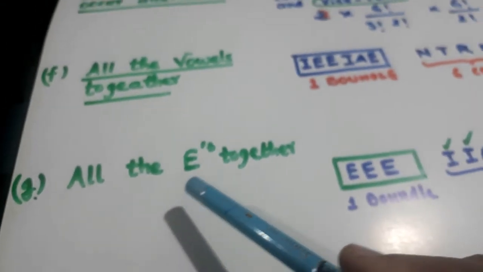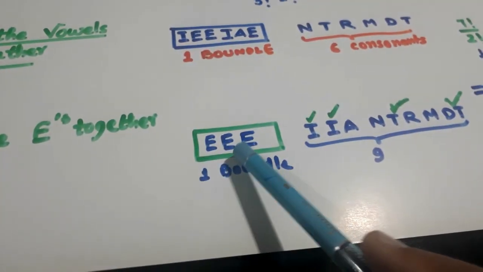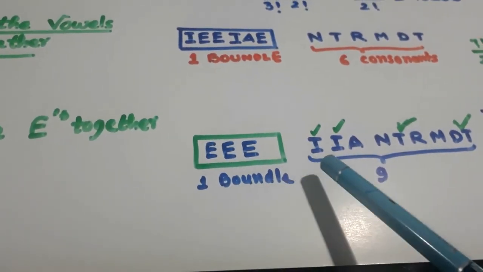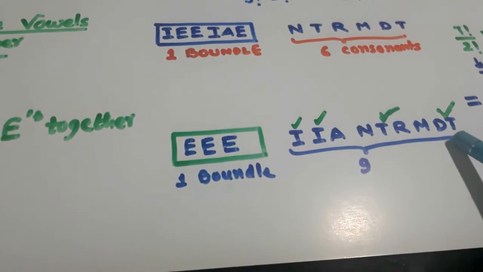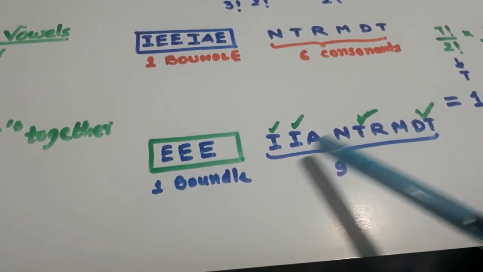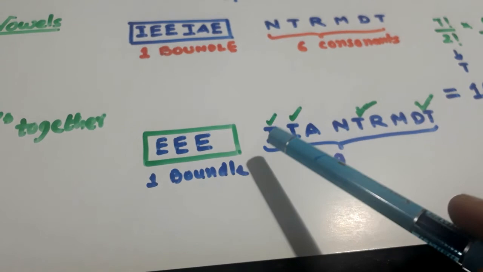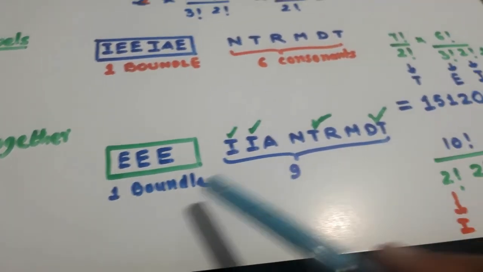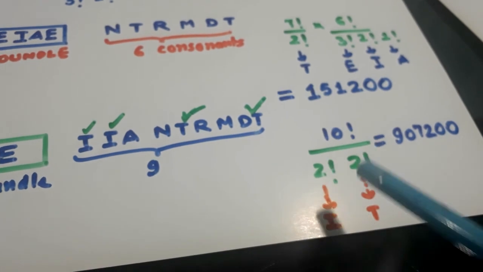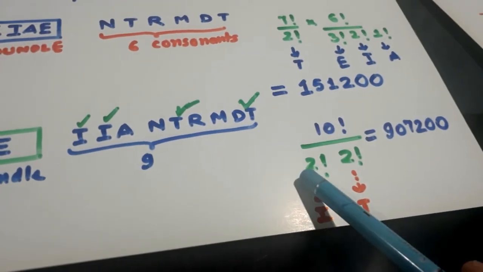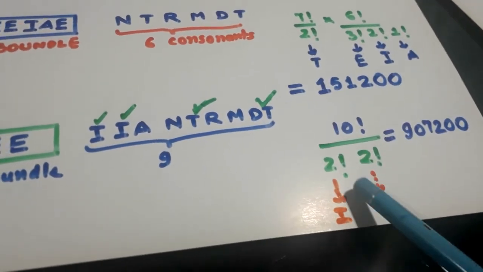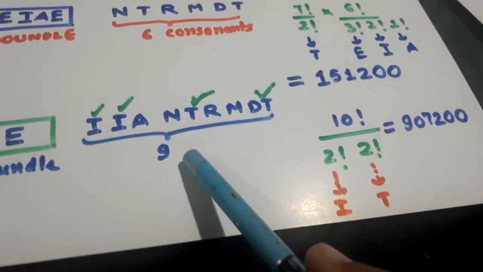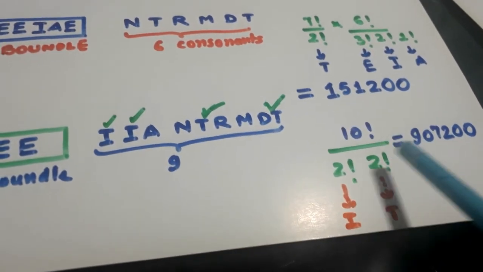Now, all the E's together. Now, all the E's have been made into one bundle. So these are the remaining ones. These are 3 plus 9, 12 are there. So this has become one bundle, 9 and 1, 10. This is 10 factorial. It is having 2 I's and 2 T's. So this can be arranged like this.